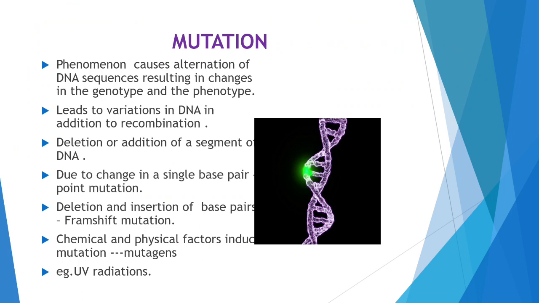Mutation also occurs due to change in a single base pair of DNA. This is called point mutation, and the best known example is sickle cell anemia. Deletion and insertion of base pairs of DNA causes frameshift mutations. There are many physical and chemical factors that induce mutation, which are called mutagens. The best known example of a mutagen is ultraviolet radiation.